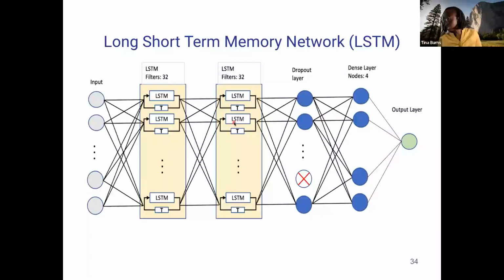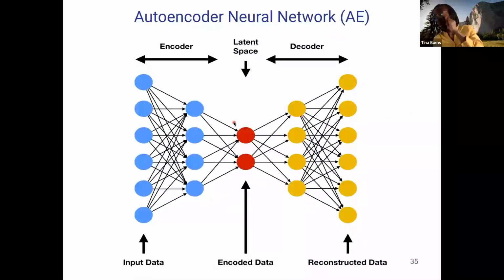Now, our LSTM network is actually pretty shallow, and I'll talk about why in future research. So our last supervised neural network is the autoencoder.